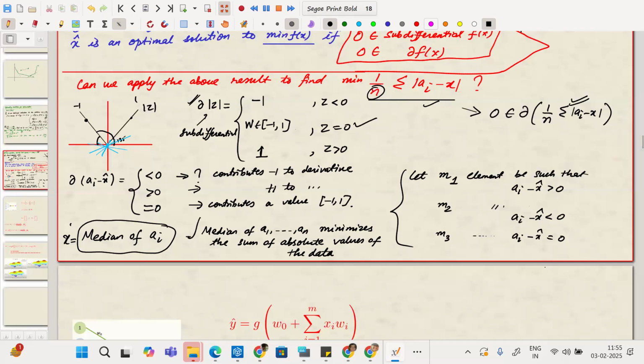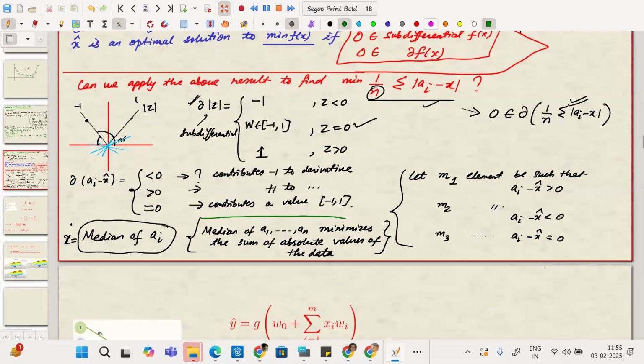I want you to work out from where I left. I left from here. I want you guys to work it out. The solution is given. I gave you the idea. You calculate the number of elements, and convince yourself that median is the value which minimizes the sum of absolute values of a given data.